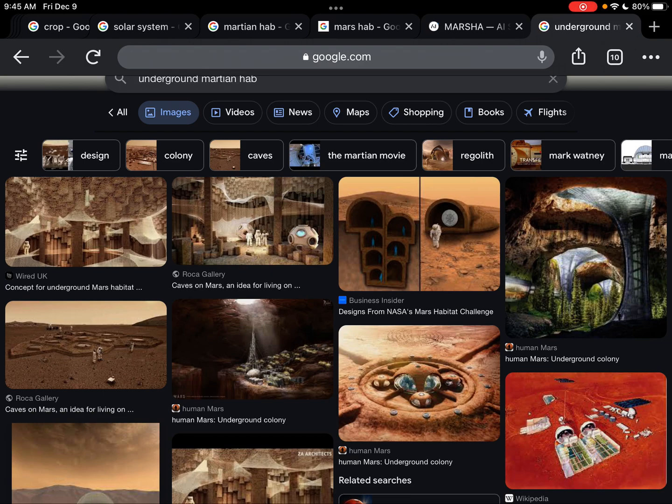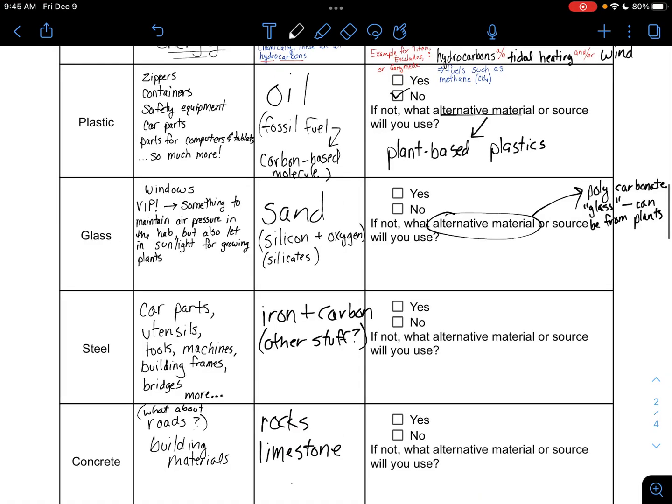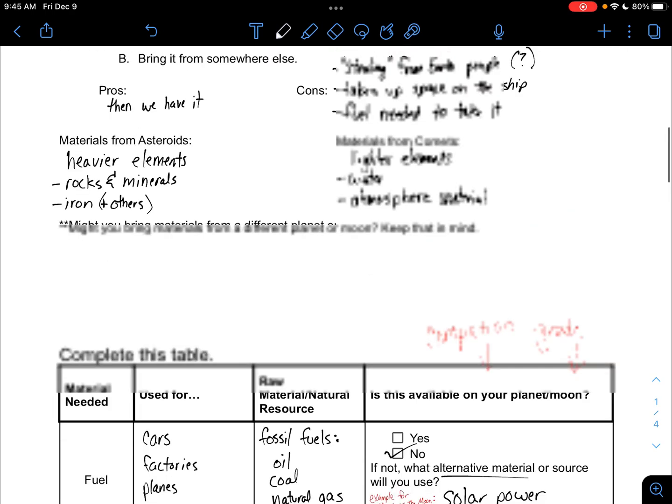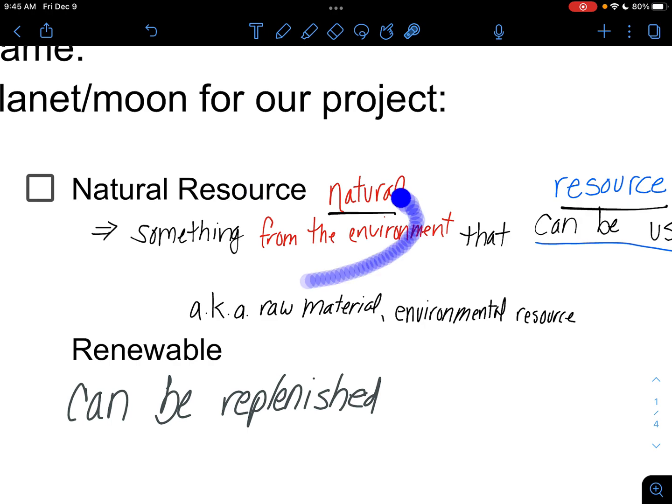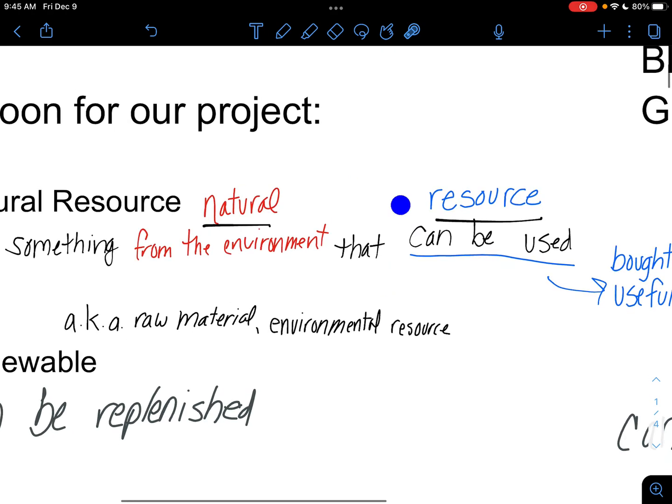And that brings us to our lesson today about natural resources. So let's start with what that means. A natural resource: something from the environment, resource, something that's useful. So useful stuff, things from the environment that we do something with, also called raw materials. It's a very popular phrase for that. You could perhaps call it an environmental resource as well.